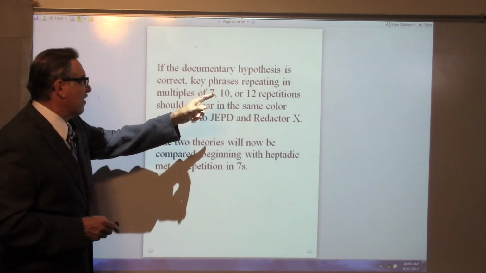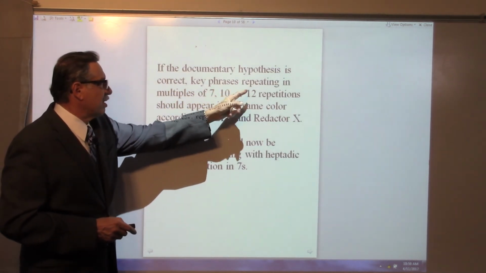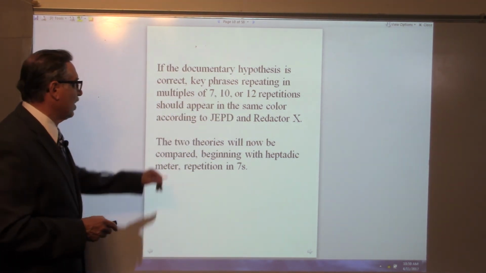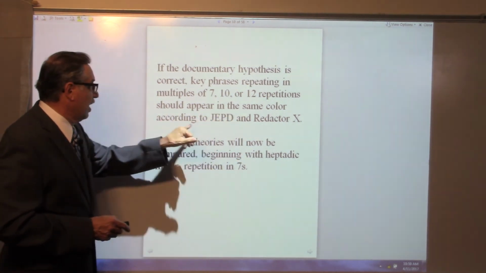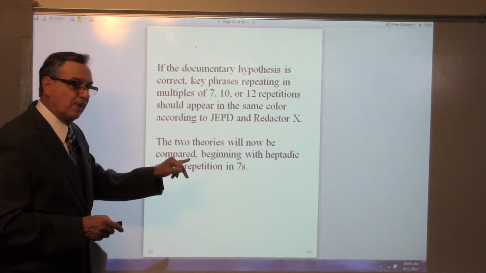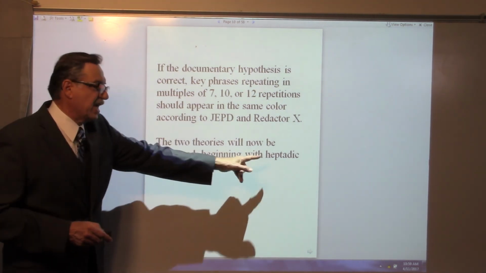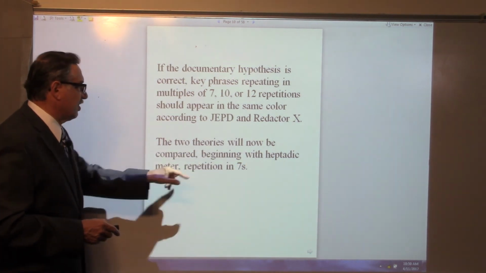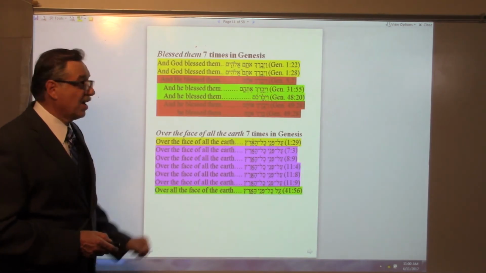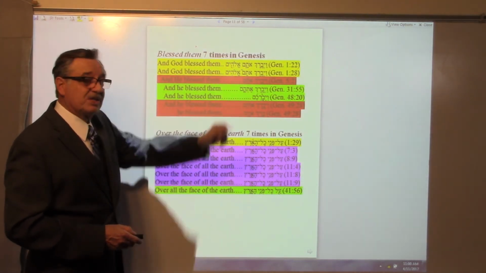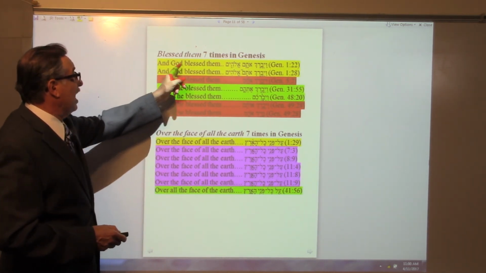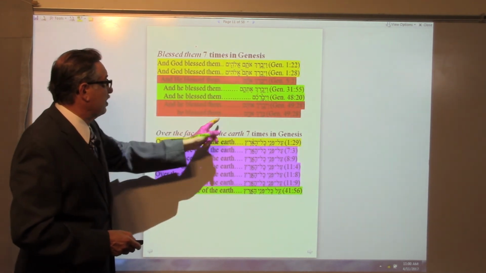If the documentary hypothesis is correct, these phrases repeating in multiples of 7, 10, or 12 repetitions, according to Cassuto, should appear in the same color according to JEPD and Redactor X. The two theories will now be compared, beginning with heptadic, that's multiples of 7, or heptadic meter, repetition in sevens. Here's our first. Bless them appears exactly 7 times in Genesis. God bless them. See, here you see all the repetitions.